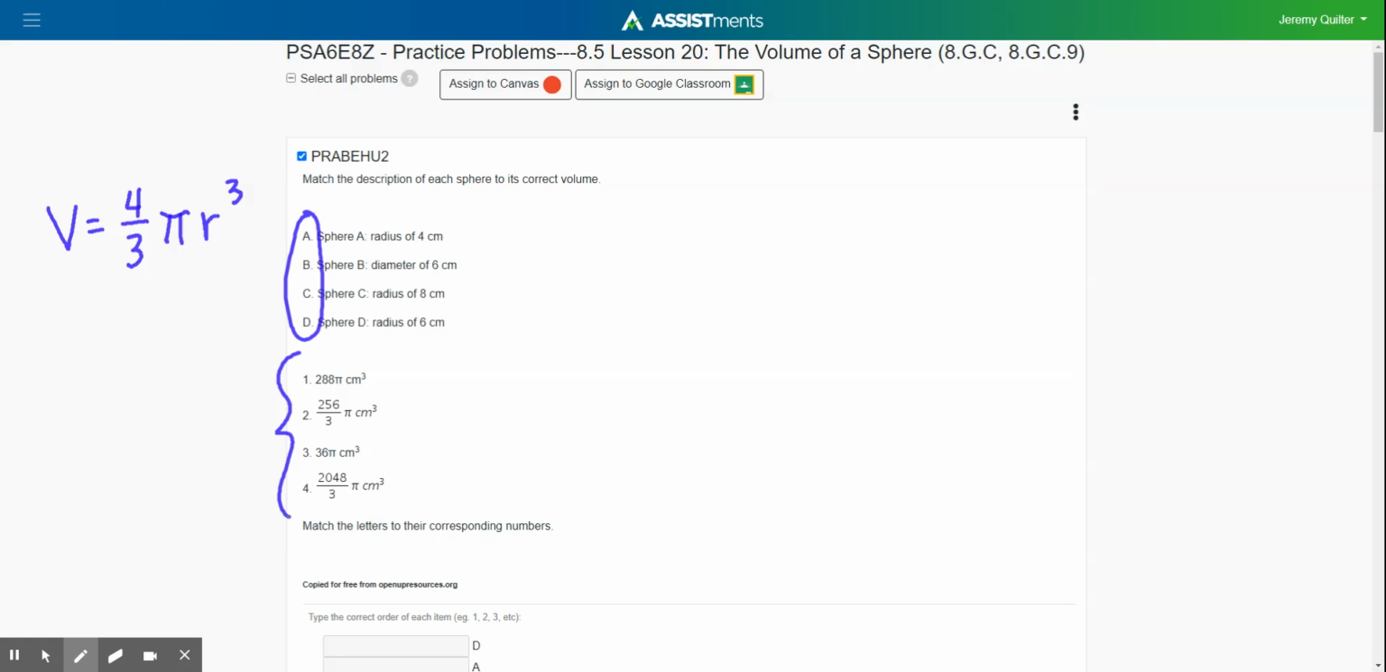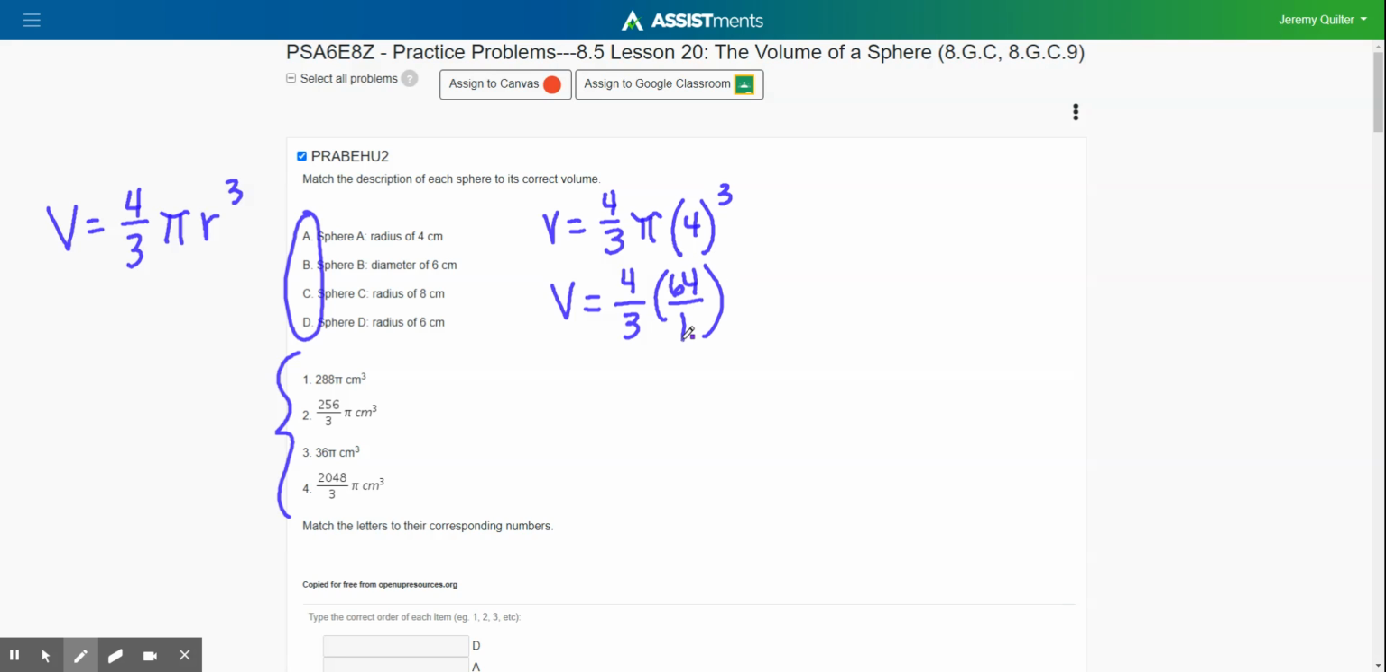I'll help you out with part A. We're going to find the volume of sphere A. The volume is equal to 4/3 pi times the radius, 4, raised to the third power. As we simplify, I'm going to rearrange just slightly using commutative properties so that I get pi on the outside. This is going to be 64.